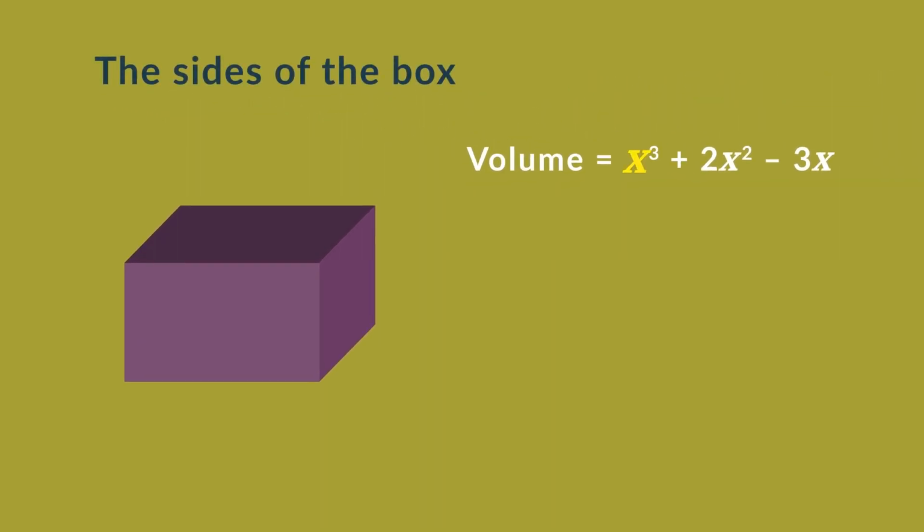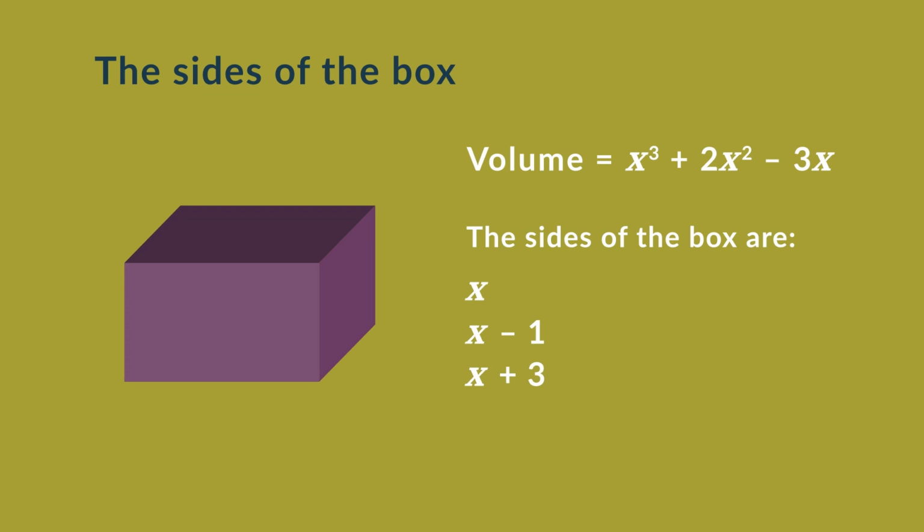Factorizing the polynomial x cubed plus 2x squared minus 3x completely gives us 3 factors. Each of these factors is an expression that the polynomial can be divided by without leaving a remainder. These would therefore be the lengths of the sides of the box: x, x minus 1, and x plus 3.